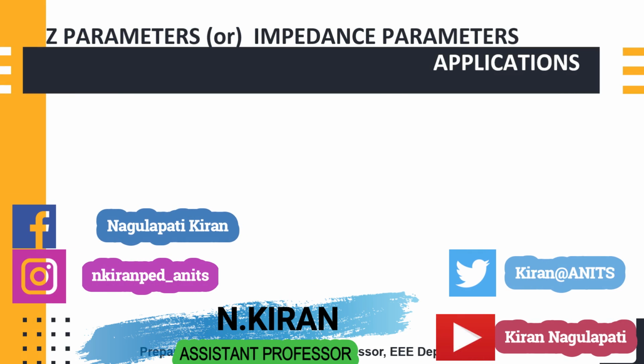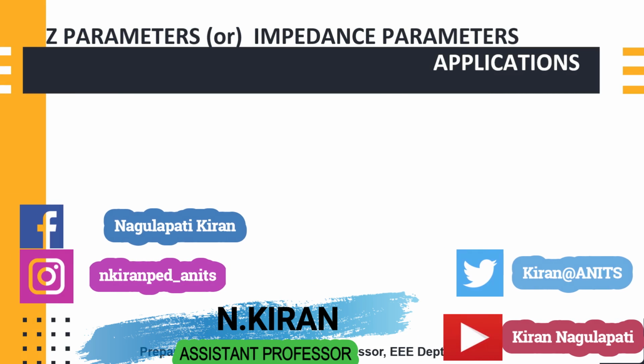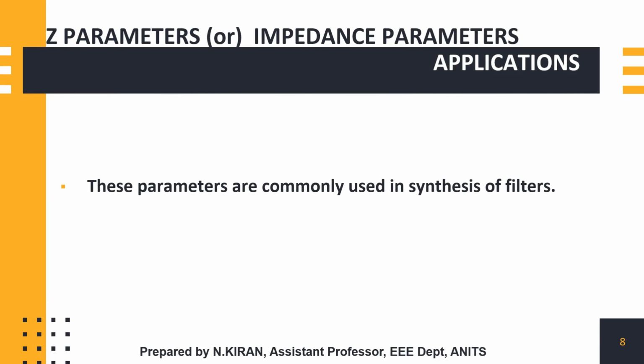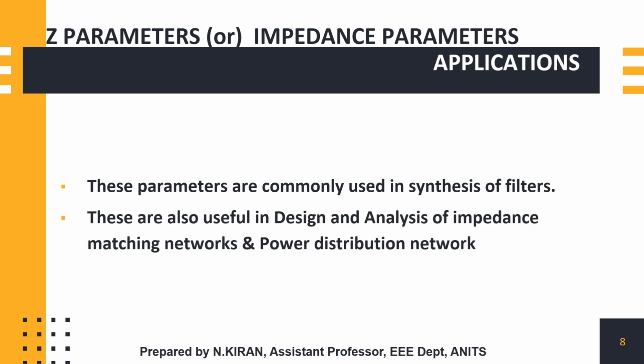First, Z parameters are also called impedance parameters. The main application of these parameters is that they are commonly used in synthesizing of filters, and also in design and analysis of impedance matching networks. They are also widely used in power distribution networks.